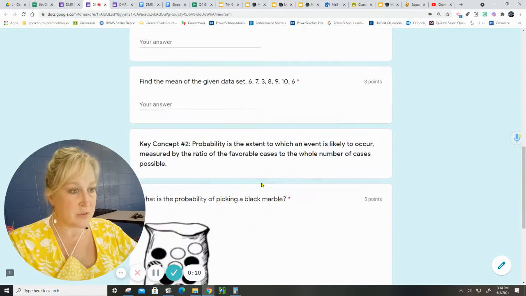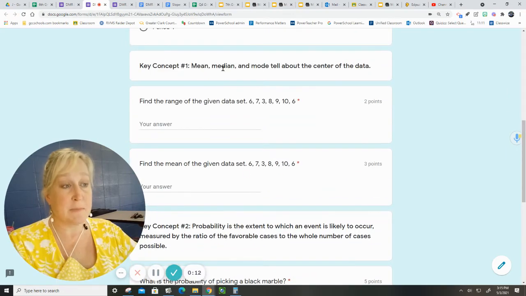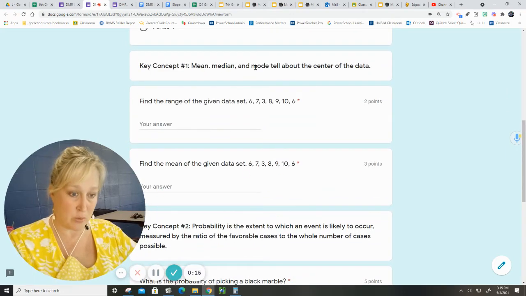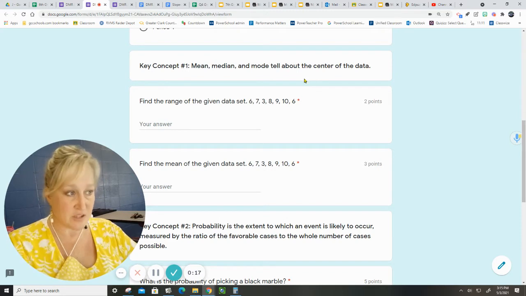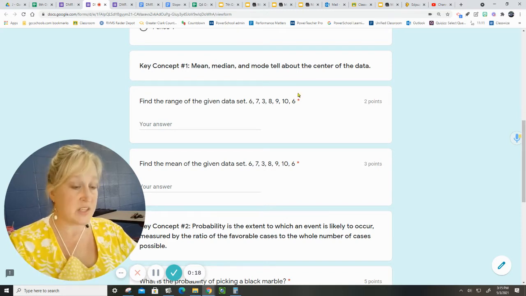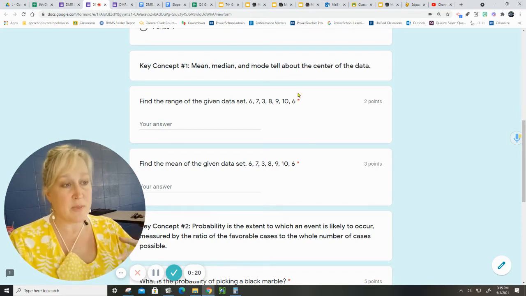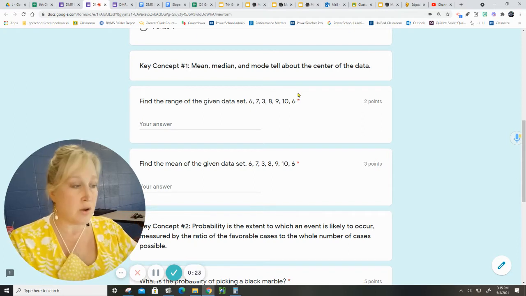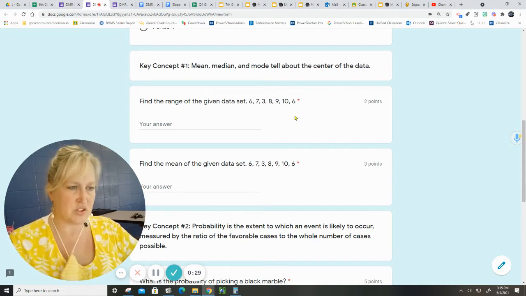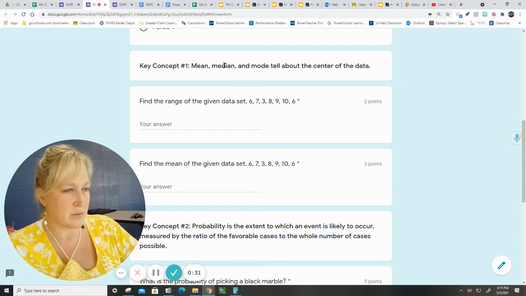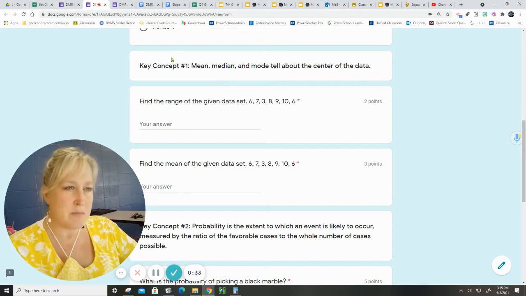The key concept that we're learning first is the mean, the median, and the mode tell about the center of the data. So with these sets of numbers, the mean, the median, and the mode all tell you about the center of data. The first question that we're going to ask is about the range. Not sure where we're asking about the range. We're learning about the mean, median, and mode.